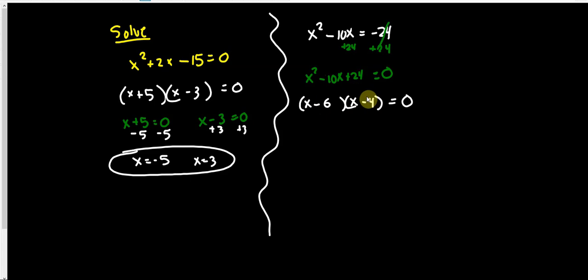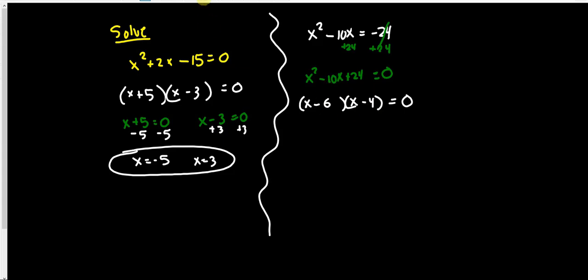Negative 6 times negative 4. Negative times a negative is a positive. 6 times 4 is 24. Negative 6 plus negative 4 is negative 10. Okay, so these are the factors for this trinomial up here. And so that's awesome, great, perfect.